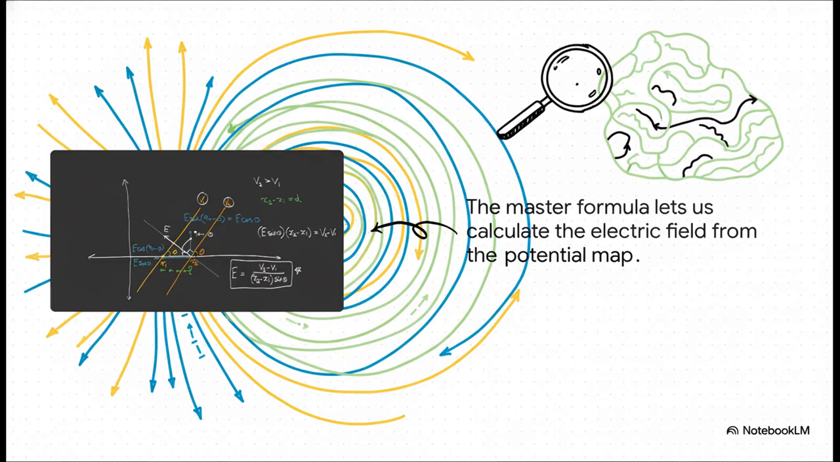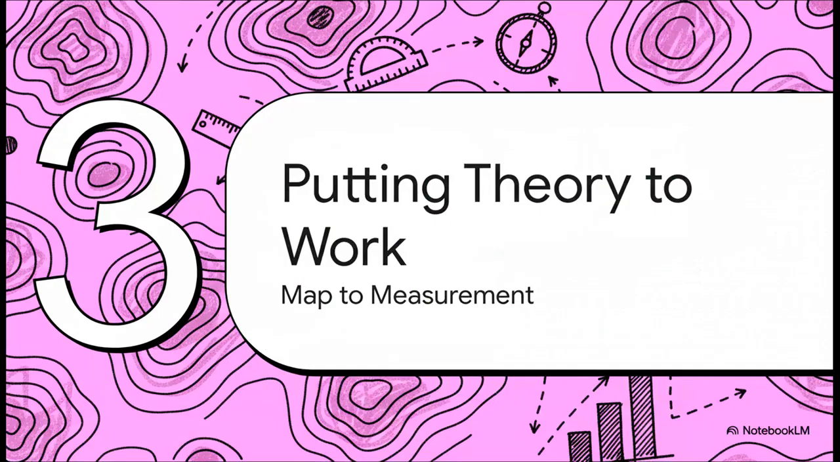Well, that's where this, let's call it the master formula, comes into play. This is the key that lets us turn our map into an actual measuring tool. It has that little bit about the angle in there, which lets us figure out the electric field no matter how we're measuring it. Okay, theory time is over. We've got the concepts, we've got the formula. Let's put this into practice and actually use a map to measure something invisible.